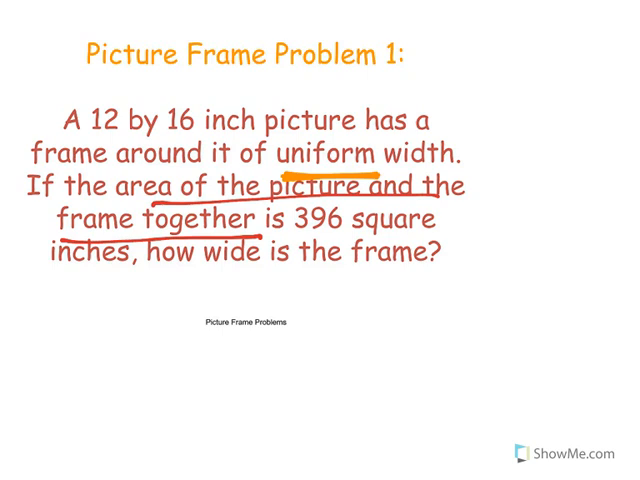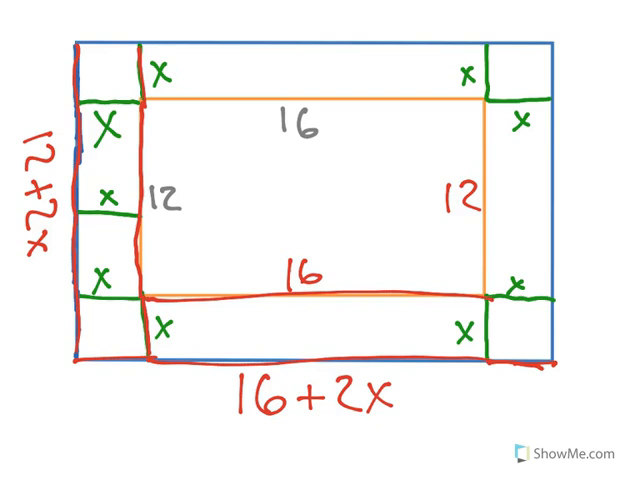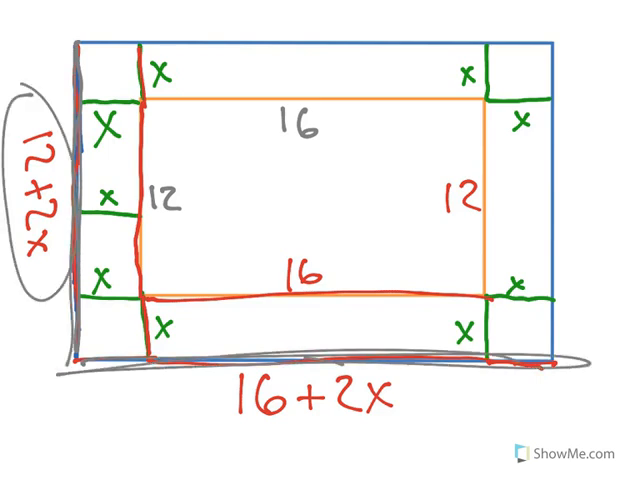So if we go back to the problem, it says the area of the picture and the frame together. So my area of the picture and the frame together is this out here times this. That's my length times my width.